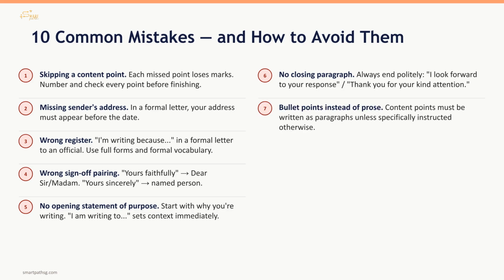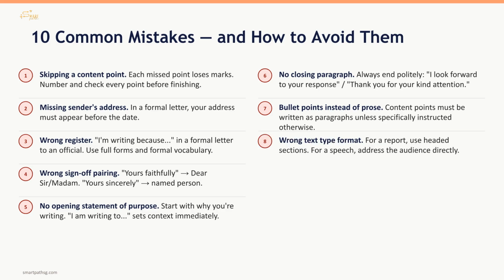Number 7. Bullet points instead of prose. Unless the prompt explicitly instructs you to use a list, all your content points must be written as full, connected paragraphs. Number 8. Wrong text type format. Remember your specific structures. For a report, you must use headed sections. For a speech, you must address your audience directly.